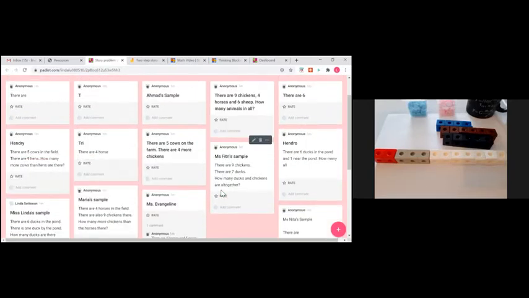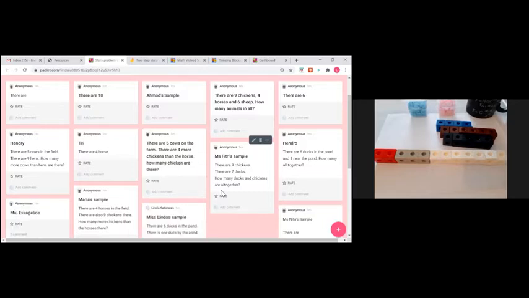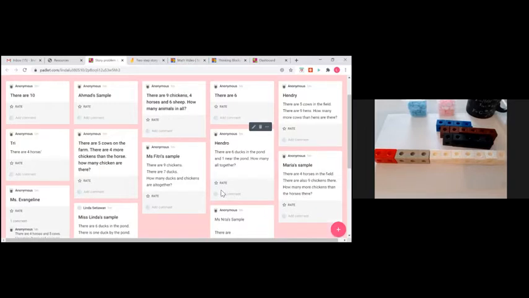Let me give everyone probably about 2 more minutes if you wish to complete your sentences. Somebody wrote, there are 9 chickens, 4 horses, and 6 sheep. How many animals are there altogether? Thank you.